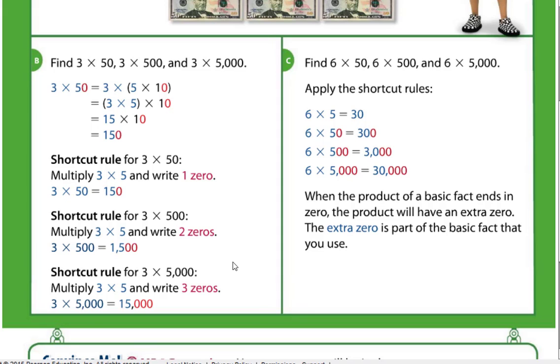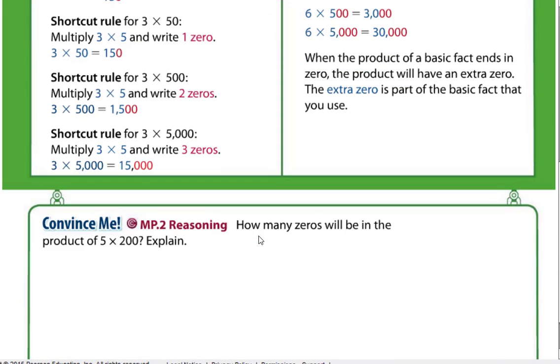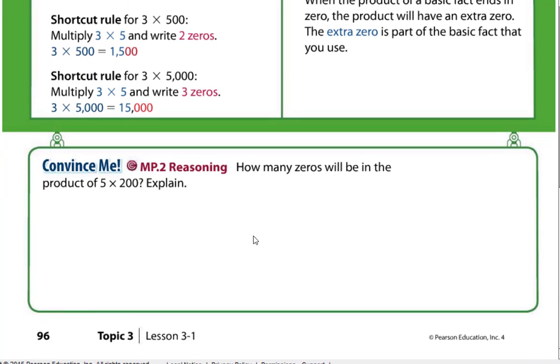So guys, I want to remind you about something in multiplication. I will do it in here. In this question, in the same page, how many zeros will be in the product of 5 times 200?